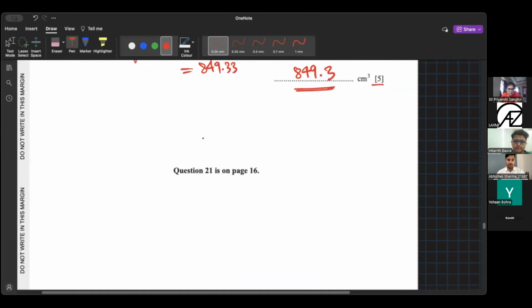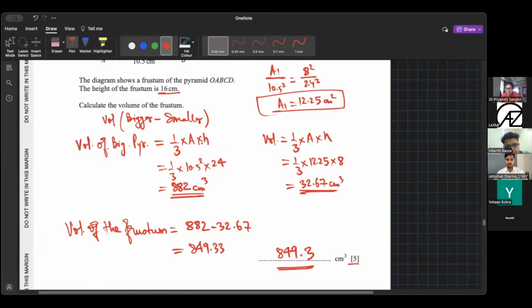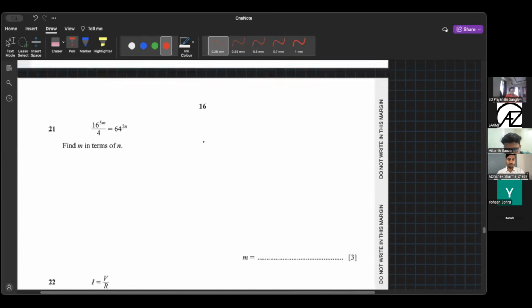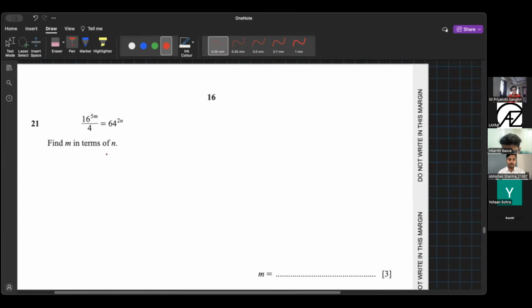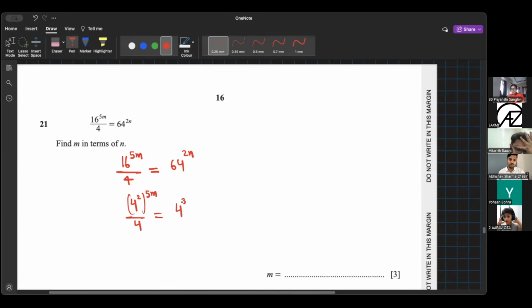Okay. Shall we move on to the next question now? Yes, sir. Okay, let's move on to the next question. Question number 21. It says find m in terms of n. We have 16 raised to 5m divided by 4, which is equal to 64 raised to the power 2n. We can clearly see that all the numbers are multiples of 4. Can we write 16 as 4 square?